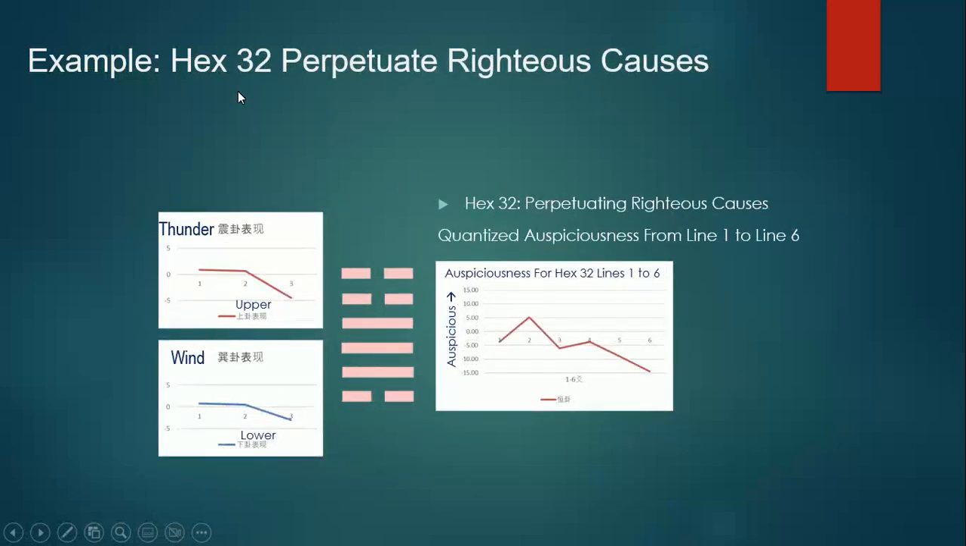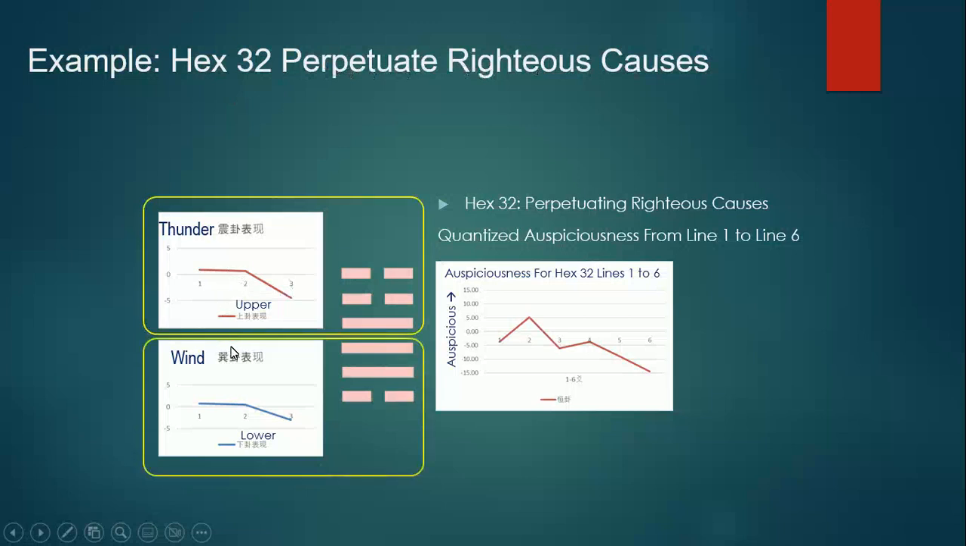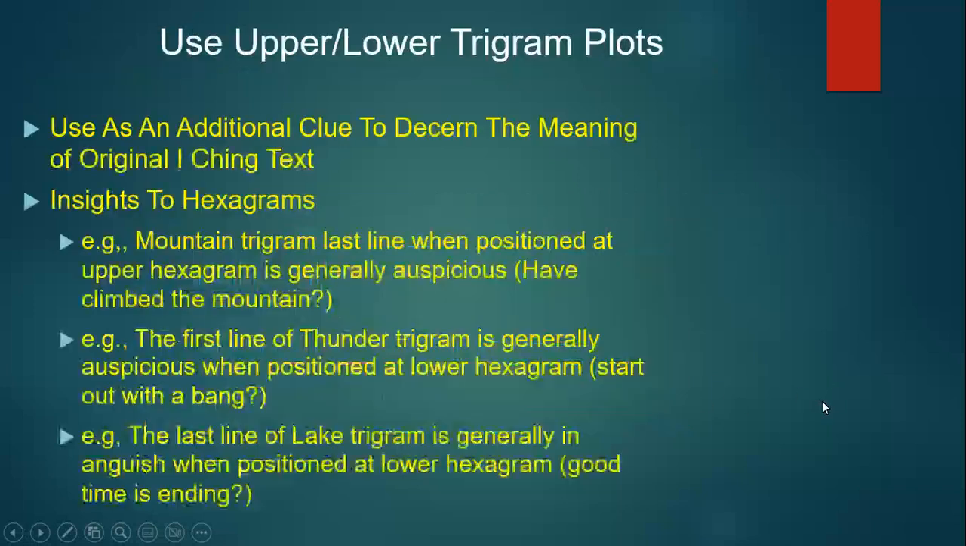The next example is hexagram 32, perpetuate righteous causes. Again, the upper hex trigram is the thunder, and the lower is the wind. We combine these 2 plots together. There are some deviations from the original plot, but you can see the general trend is there. And you can kind of tell which way they will go, especially in thunder, which ends up in the anguish area, and indeed it's quite negative at the end of the hexagram.